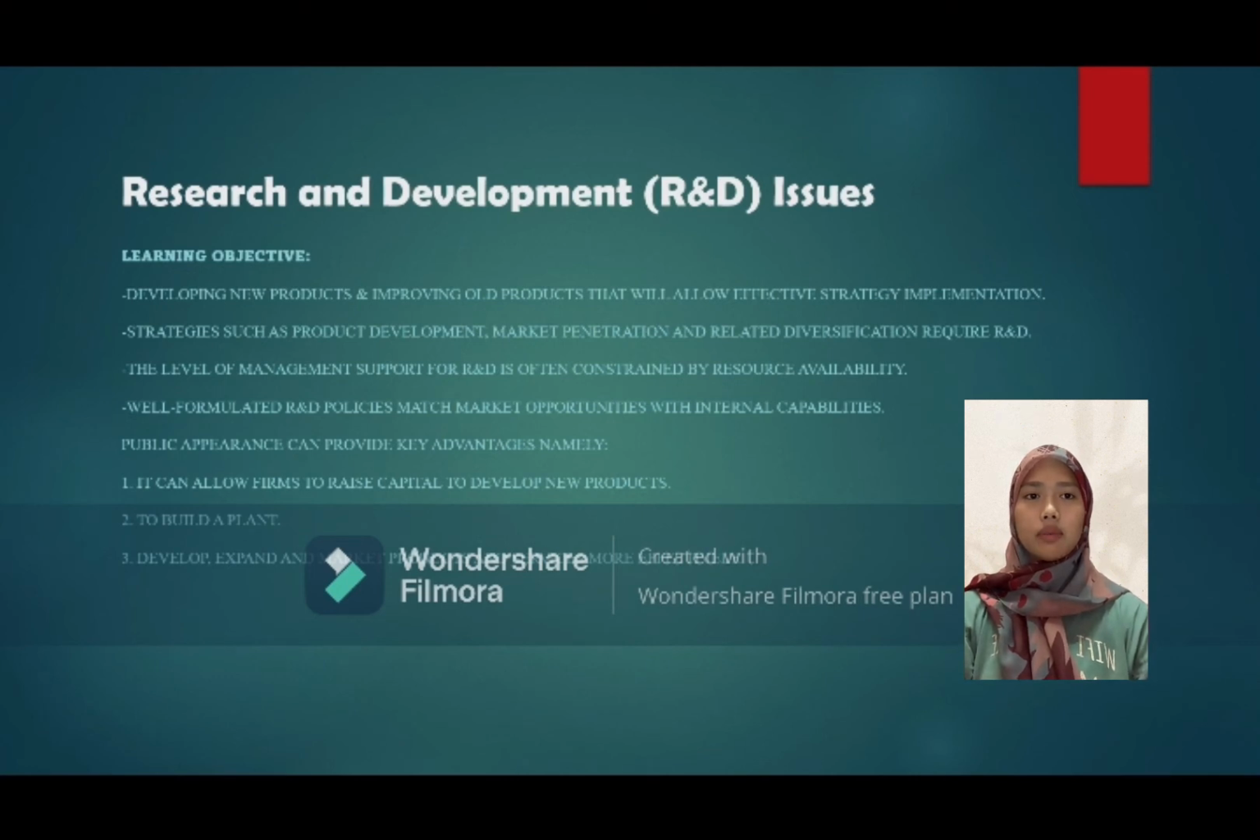Now, I will present about the research and development issue. The learning of research and development issue relates to the implementation of strategy. Going public means selling a certain percentage of the business to someone else to raise capital. As a result, it shows the owner's control over the firm.